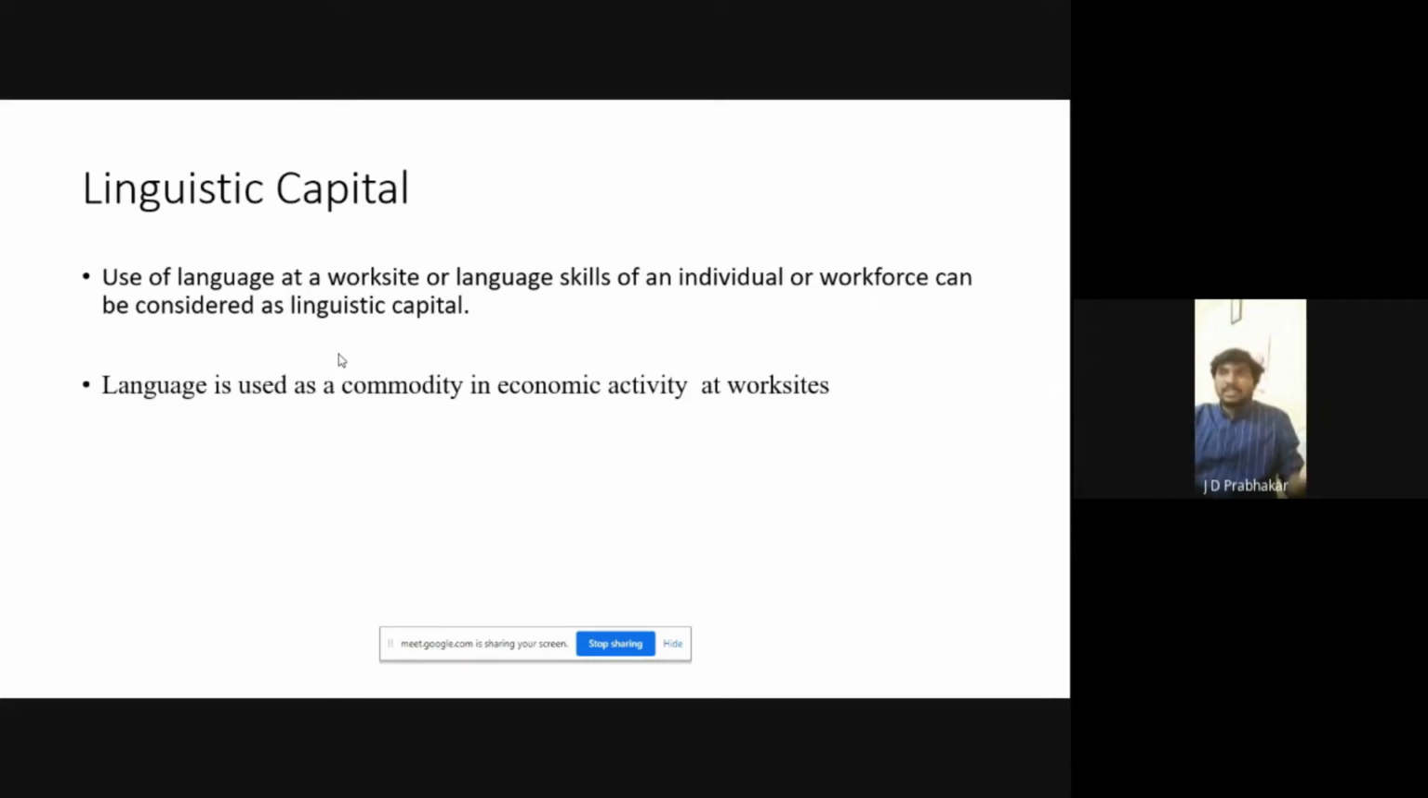Any individual possesses some language skills, and the entire workforce may also know various languages. So, altogether, it contributes to the linguistic capital of the worksite that he is working for. And language is used as a commodity in economic activity at worksites.